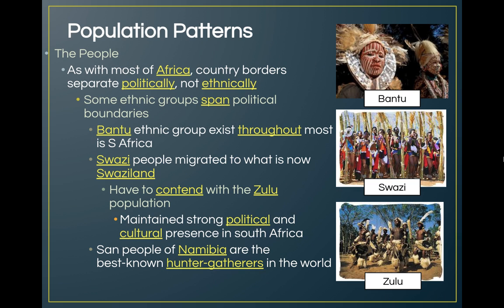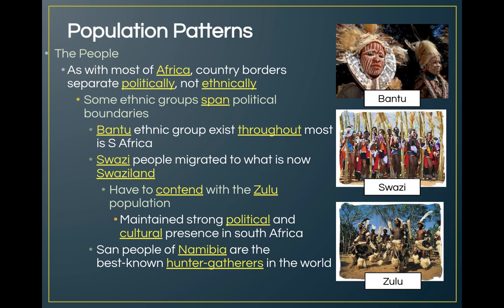So, the people. As with most of Africa, the country borders separate politically, not ethnically. Like we've talked about in other sets of notes, the Europeans did not care about tribal affiliations or anything like that when they made their lines. So, ethnic groups span the political boundaries. For example, the Bantu people is a very large ethnic group. We talked about them even with Central Africa, but they exist all throughout most of Southern Africa as well.